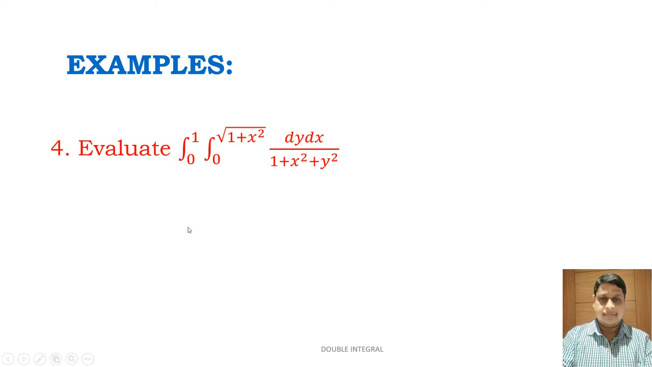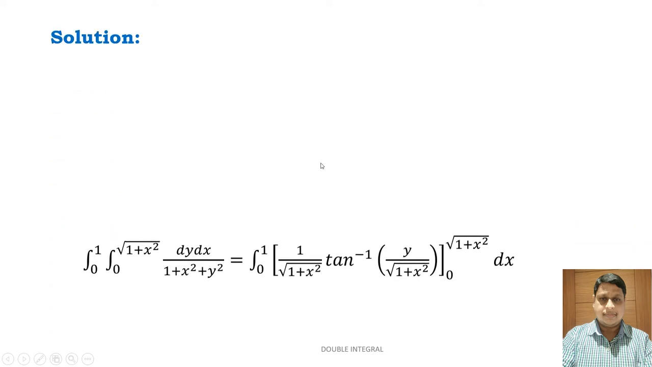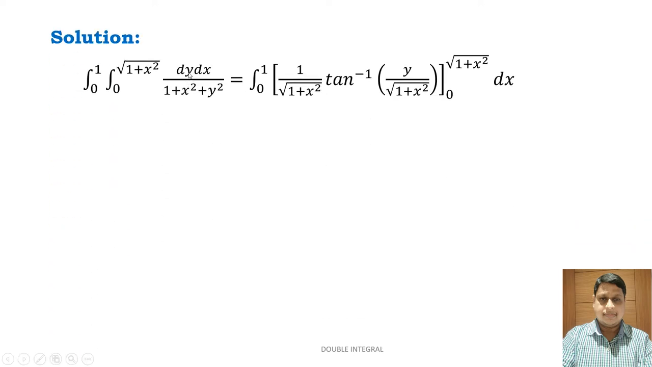Next problem: double integral from 0 to 1, 0 to root of 1 plus x square, dy into dx by 1 plus x square plus y square. In the solution, I am integrating with respect to y, therefore I treat this as constant. Using the formula 1 by a square plus y square gives 1 by a into tan inverse y by a. Here a square is 1 plus x square, so a is root of 1 plus x square, and we get 1 by a tan inverse y by root of 1 plus x square, limit 0 to root of 1 plus x square, into dx.